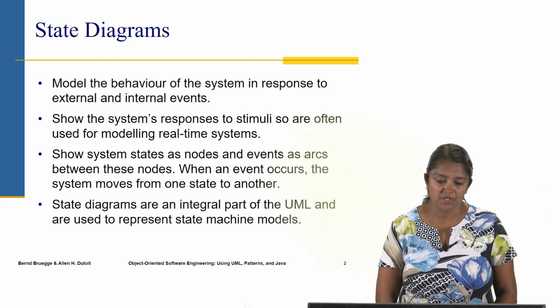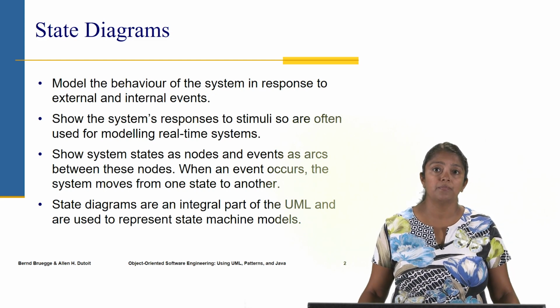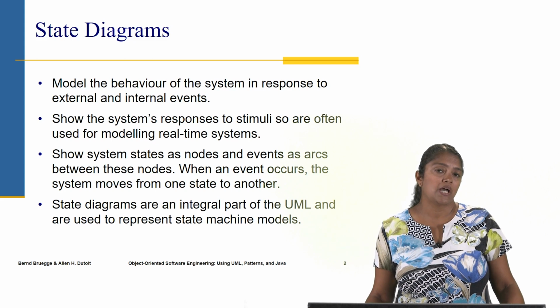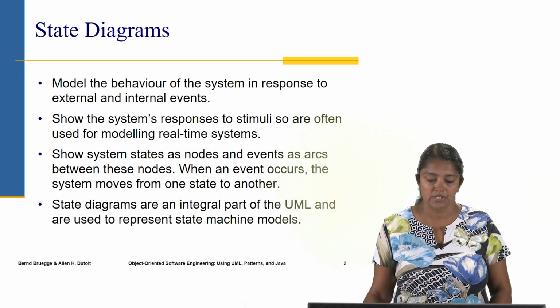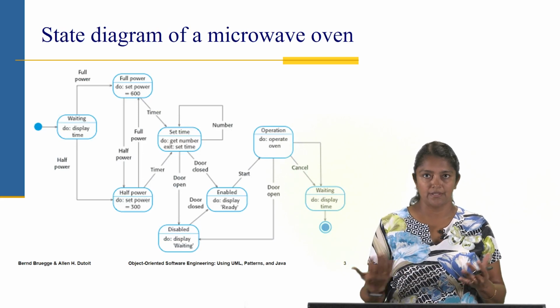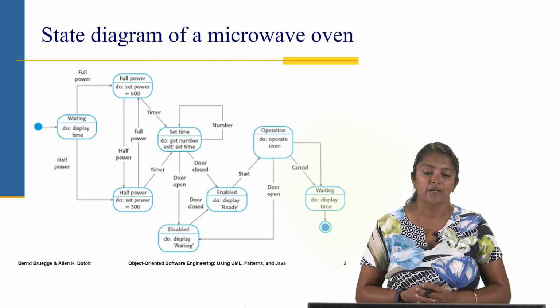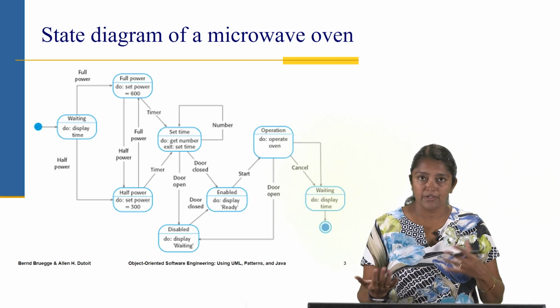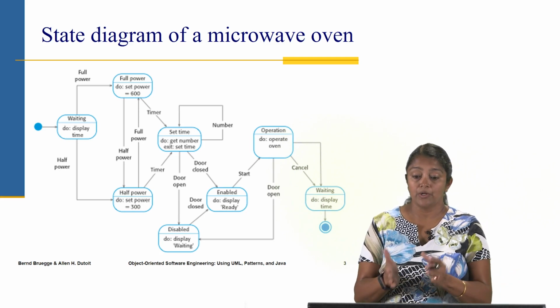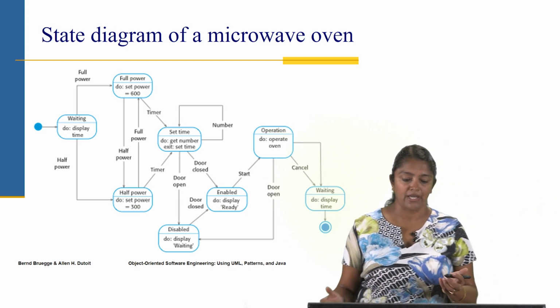Now state diagrams are an integral part of UML. They're an important part of UML because they're able to depict this dynamic behavior of the system. So we'll use the example of a microwave oven and show the state diagram for it. Microwave oven, we're all familiar with it. We use it in our day-to-day lives, and we look at the different states that it can be in.